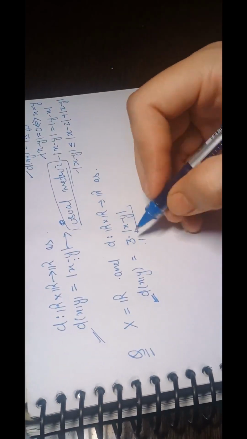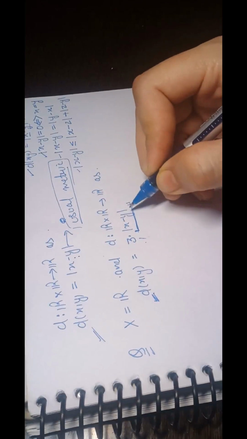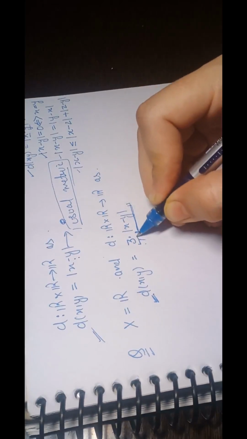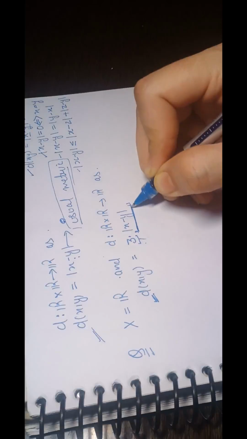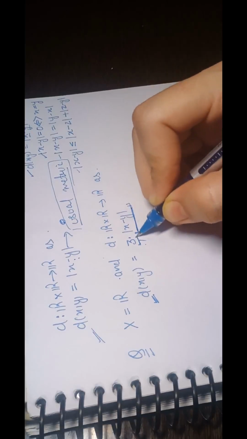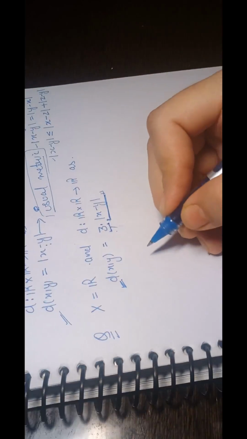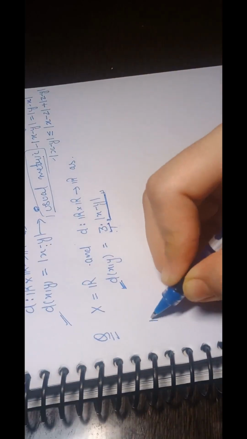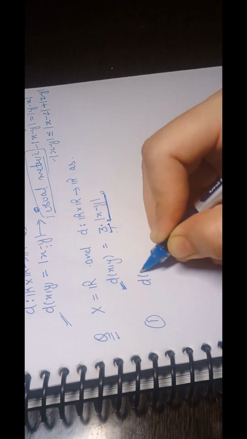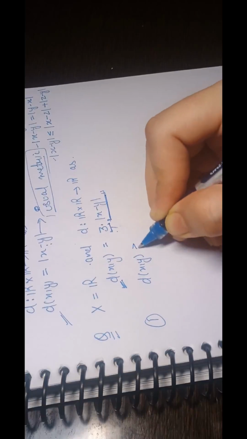Now, since mod of x minus y is non-negative and 3 is a positive number, multiplying a non-negative number with a positive number always gives a non-negative number. This is a property of real numbers. Therefore, non-negativity is trivial. Non-negativity holds.